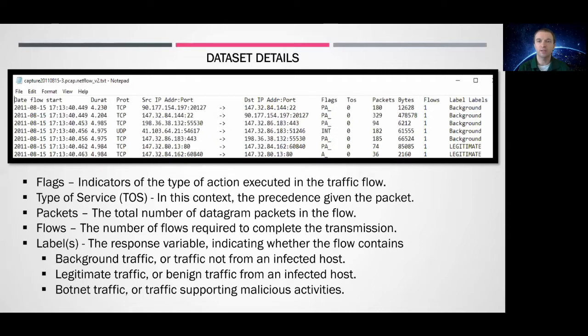Then we're going to be talking about the type of service. In this context, that means the priority given to transmission. Following that, we're going to be talking about the number of packets in the transmission, as well as the number of flows or packet groups required to complete the transmission. And finally, we're going to be talking about labels. Before now, we were all talking about dependent variables, at least in the original NetFlow data set. Now we're going to be talking about the response variables. We're going to be talking about whether or not a particular transmission is background traffic, or traffic not from an infected host, legitimate traffic, or benign traffic from an infected host, or botnet traffic.